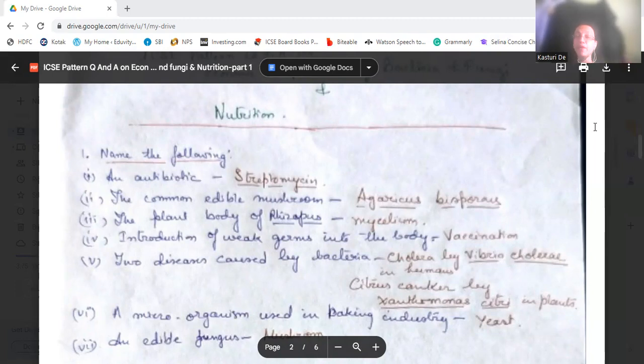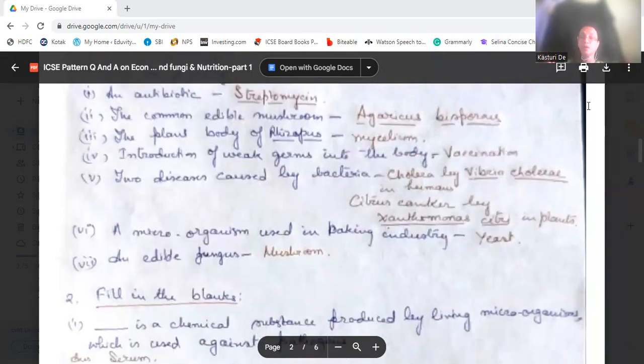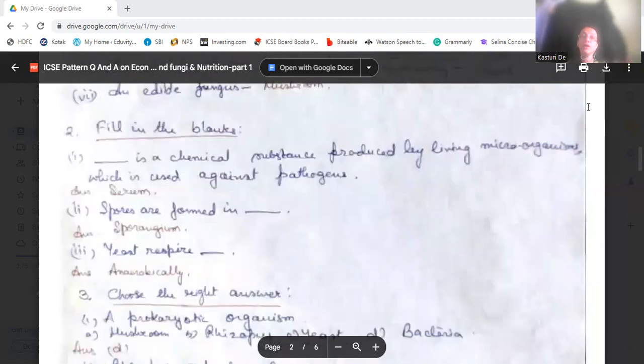Then a microorganism used in the baking industry: yeast is used to raise the bread and also to add flavor and texture to the bread, and taste also. Then an edible fungus is mushroom. Now let us come to the fill in the blanks. Dash is a chemical substance which is produced by living microorganisms and is used against pathogens, that is antibiotic. Then spores are formed in sporangium, yeast respires anaerobically, that is without oxygen.